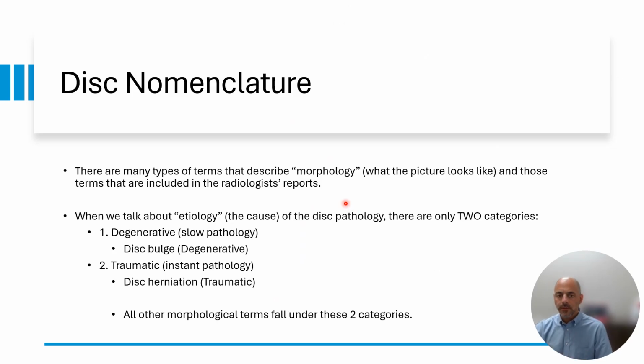Regarding disc nomenclature, there are many types of terms that describe morphology, or what the picture looks like, and those are the terms included in the radiologist's report. When we talk about etiology, or the cause of the disc pathology, there are only two categories: degenerative and traumatic. Degenerative is slow pathology, and a disc bulge would be characteristic of that. Then there's traumatic, instant pathology. Disc herniation represents a traumatic type injury. Protrusions and extrusions are types of disc herniation, and all other morphological terms fall under these two categories.